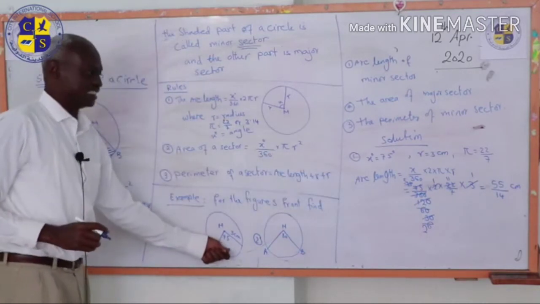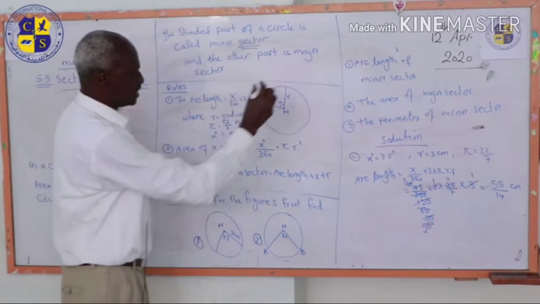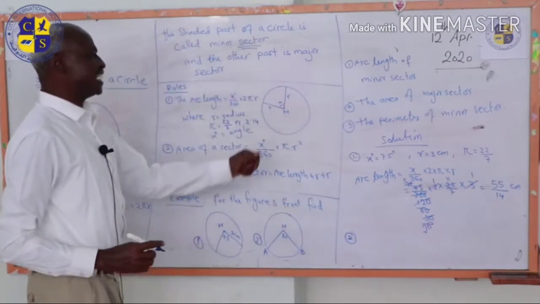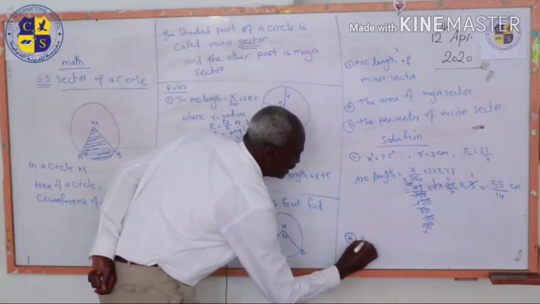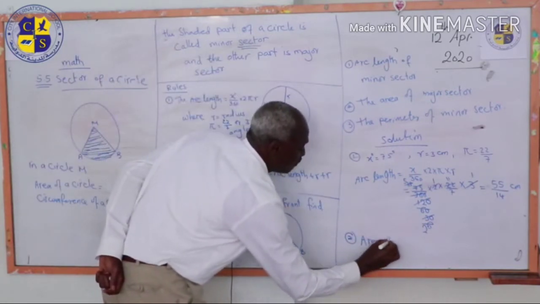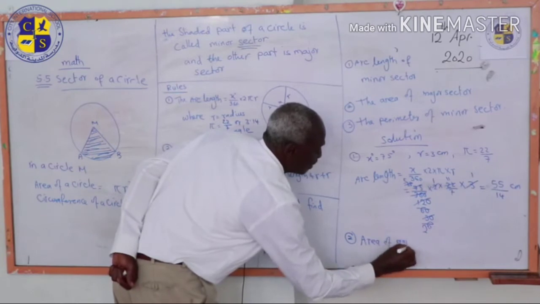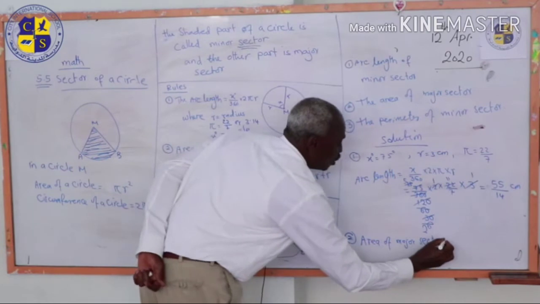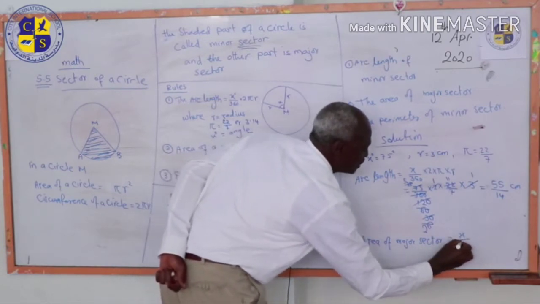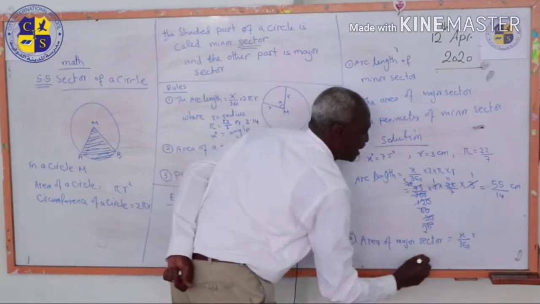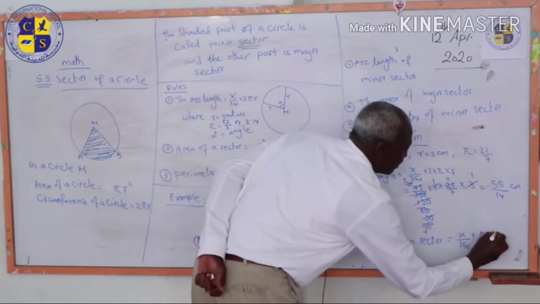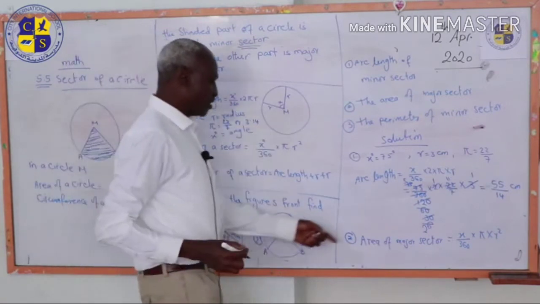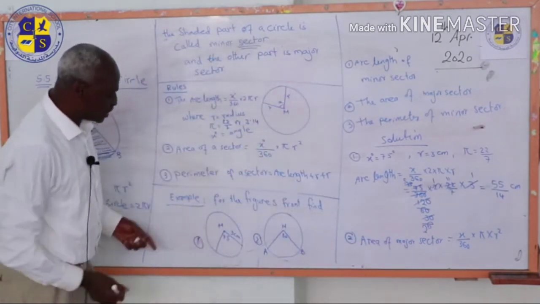Of minor sector here. The arc length of minor sector. Too, you should know the area of major sector. Area of major sector is also given by x over 360 multiplied by pi multiplied by r square. Okay? Now you should find out x.